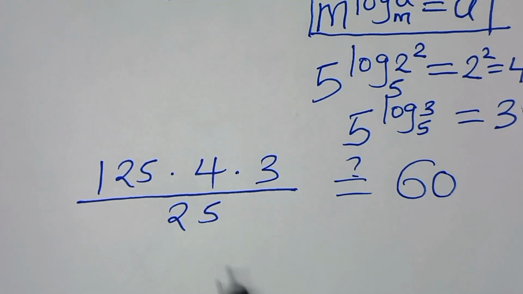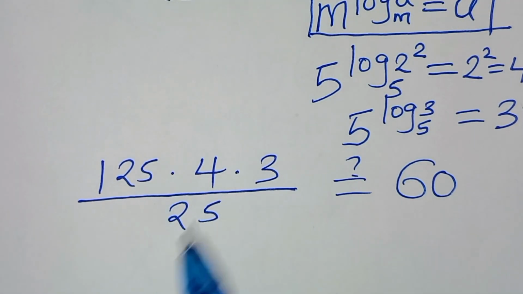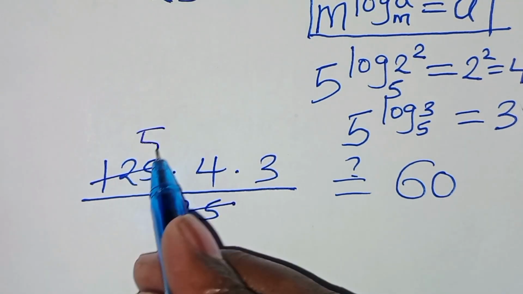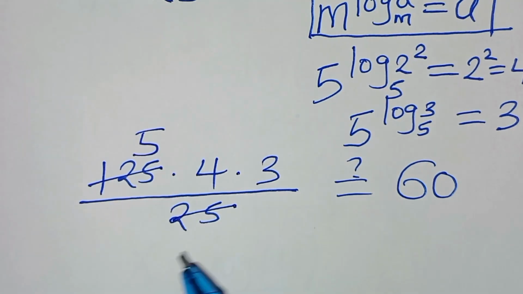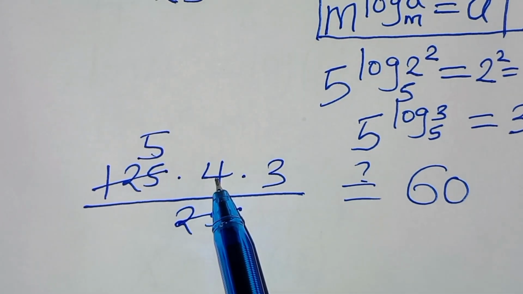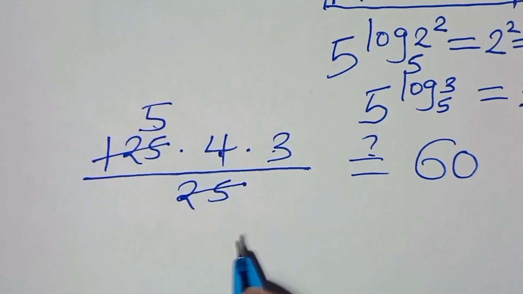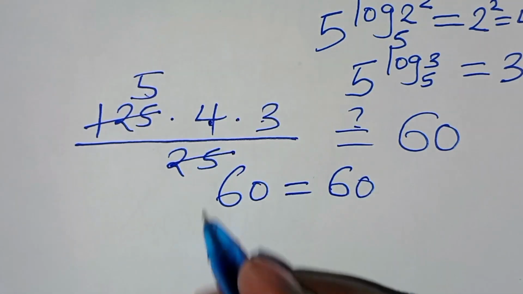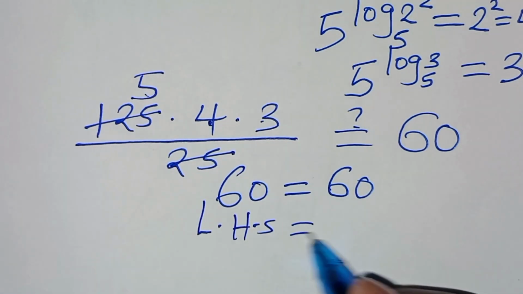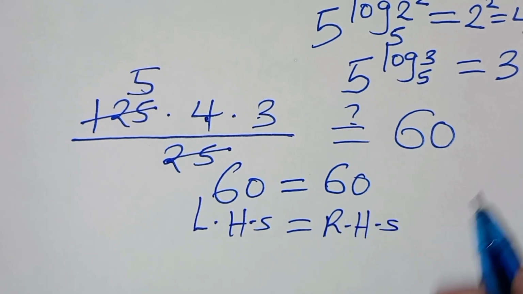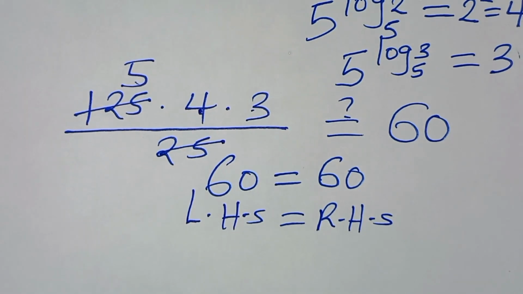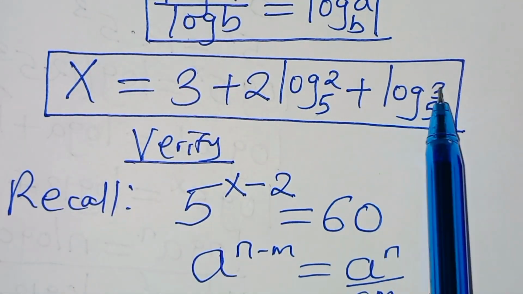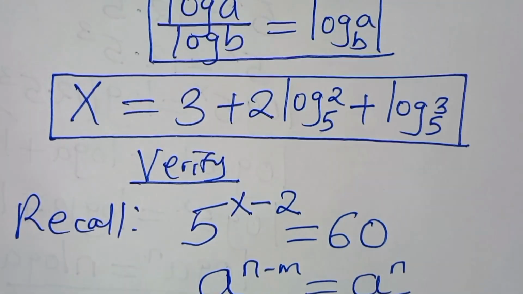Now, the next step, we simplify. 125 divided by 25 is equal to 5. So we have 5 times 4, which is 20. 20 times 3 is equal to 60. So 60 is equal to 60. This affirms that the left hand side is equal to the right hand side. And this implies that the value of x, which is 3 plus 2 log 2 to base 5 plus log 3 to base 5, actually satisfies the equation.